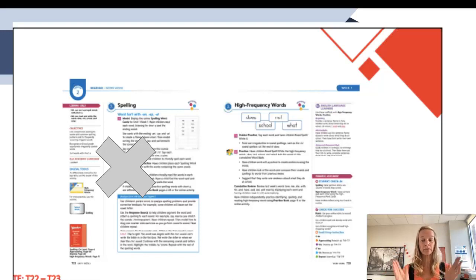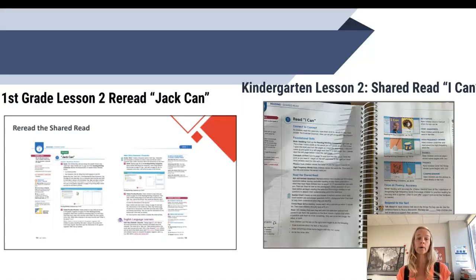The next piece that we both will be doing in kindergarten and first grade is we go to that word work piece. We are only looking at that high frequency part. We're not doing the spelling piece, remember, because we have that in our 95 core phonics program for our foundations block. We're just going to be looking at those high frequency words, and that is because we're going to be connecting those to our shared read. So in first grade, you're going to be doing a reread of your lesson 2 with Jack Can. And in kindergarten, you're going to be doing your first read with a shared read of I Can.